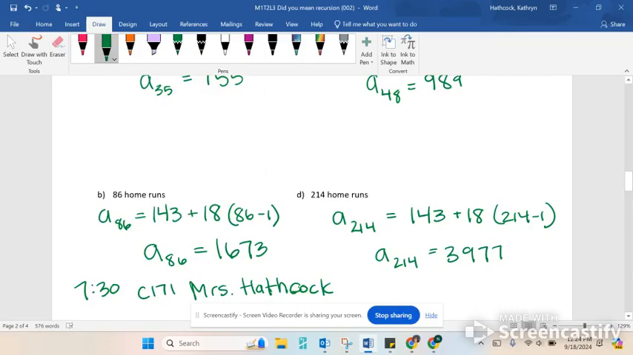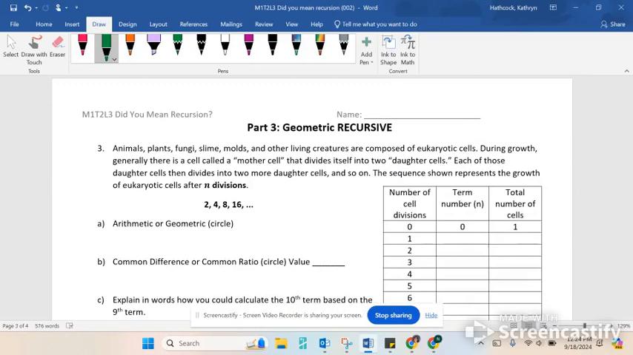Alrighty, we're back. Let's try page 2. Now we're looking at geometric formulas. So if you remember from our foldable, again, if you don't have your notes out from yesterday, please get them out. They are super helpful. The geometric and arithmetic are two separate different formulas. Arithmetic is when you're adding, geometric is when you're multiplying.